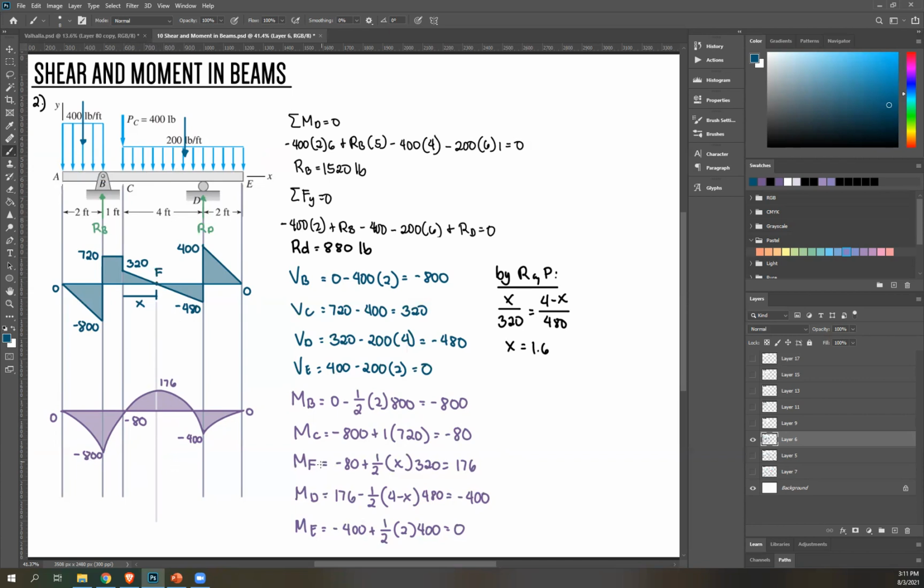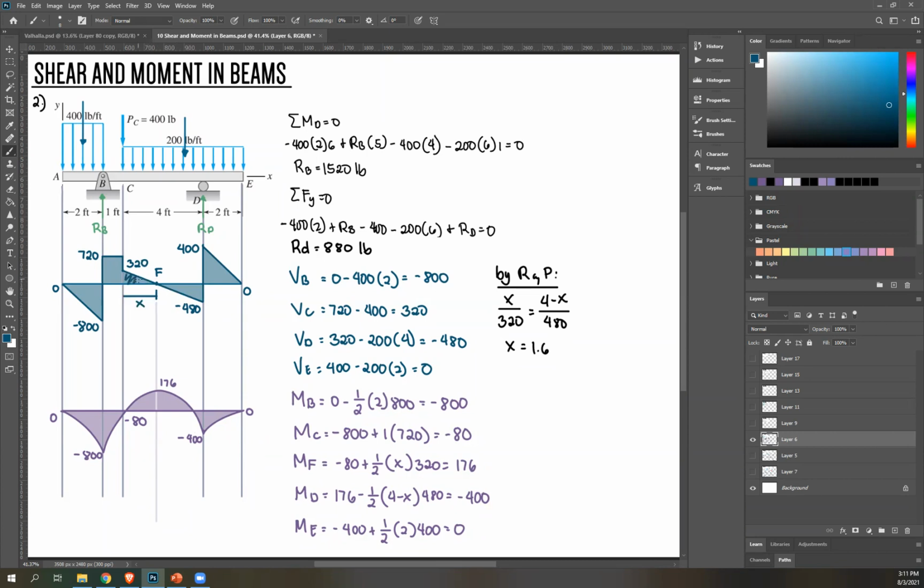So to get moment at F, once again, your previous moment, so negative 80, this area is still upward, so plus 1/2 base times height. So 1/2 x times 320. Now, the problem is, how do I solve for x? You solve for that using your ratio and proportion. We have two similar triangles. So let's start. Base over height equals base over height.